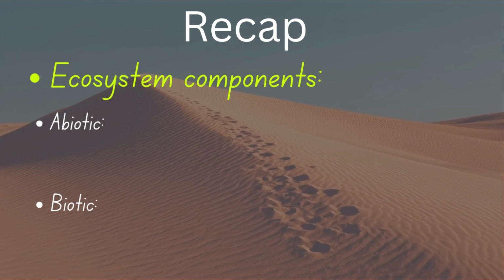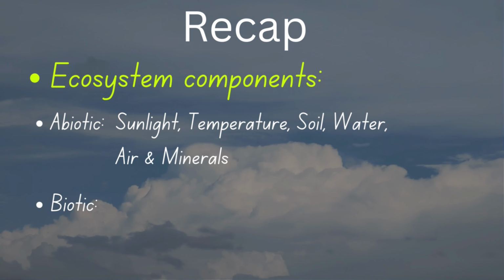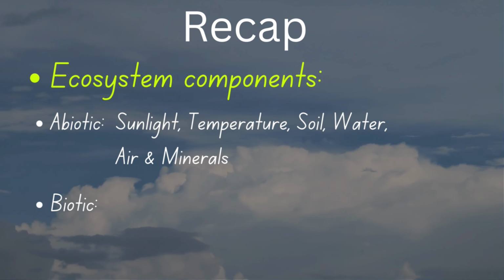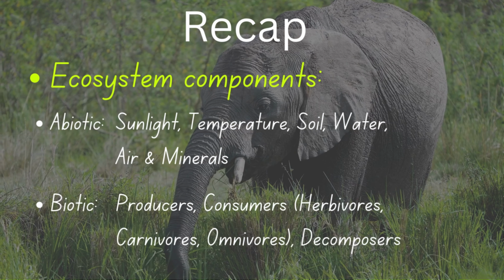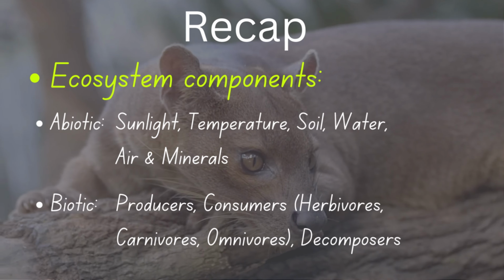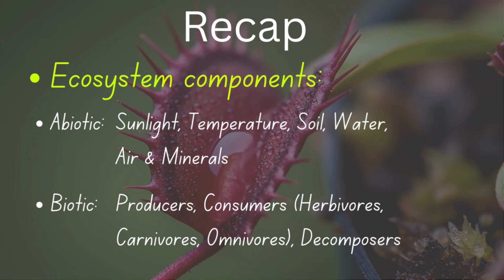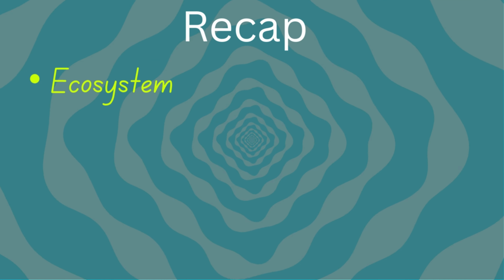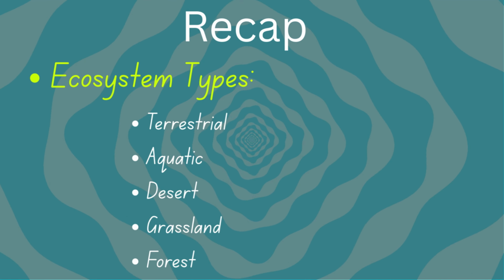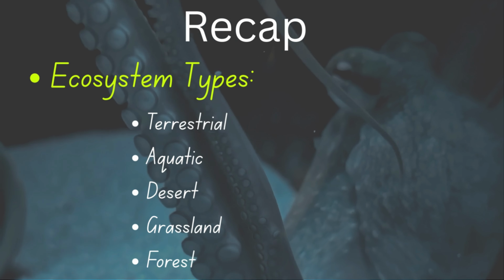Abiotic components are the non-living factors, like sunlight, temperature, soil, water, air, and minerals, which create the environment for life. Biotic components are the living factors, producers like plants, consumers such as herbivores, carnivores, and omnivores, and decomposers like fungi and bacteria that recycle nutrients. Together, these components maintain a balance, allowing life to thrive in different ecosystems around the world. These are the types of ecosystems found on Earth. Out of them, we've discussed the first two, terrestrial and aquatic, in detail in this video.